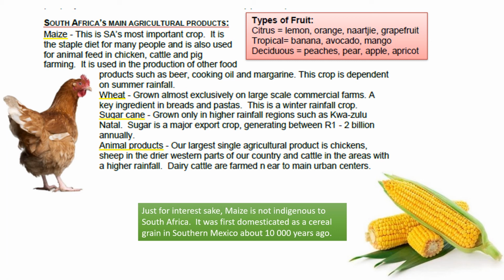Sugarcane grows in very high rainfall regions, so they're on the other side of the country in KwaZulu-Natal, and it's a major export, generating between 1 and 2 billion rand annually. As far as animal products are concerned, our largest single agricultural product is chickens. Sheep in the drier western parts of the country and cattle in areas with a higher rainfall. Dairy cattle specifically are farmed near to main urban centres to enable the quick transport of the milk products. Just for interest's sake, maize is in fact not indigenous to South Africa. It was first domesticated as a cereal grain in southern Mexico, probably about 10,000 years ago.